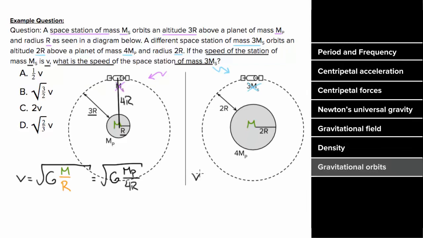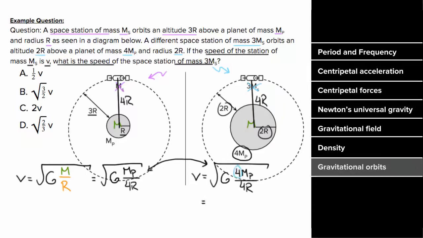And now to get the speed of the space station of mass 3ms, we'll use the same formula, which is big G, mass of the planet, which in this case is 4mp, divided by the center-to-center distance, which in this case would be 2r plus 2r, and again that's 4r. And if we compare, the only difference between these expressions is that there's an extra factor of 4 within this square root. So if we take that factor out, the square root of 4 is 2. We'd get 2 times the expression for the speed of the space station ms. So the space station 3ms is traveling 2 times the speed of the space station ms.